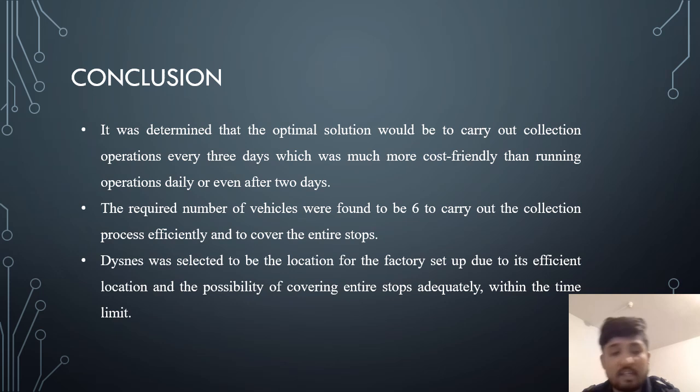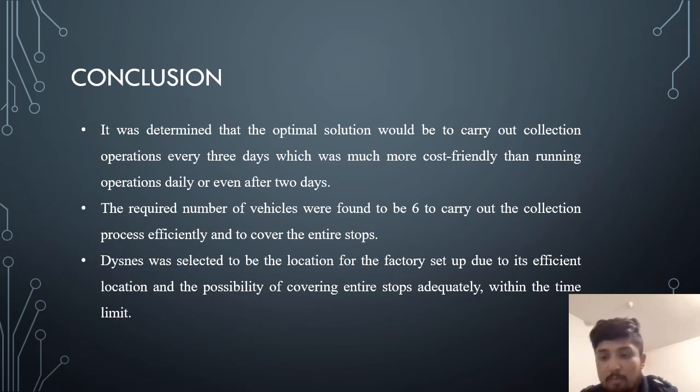So the conclusion: what were the key findings, or my key analysis in this thesis? It was determined that the optimal solution would be to carry out collection operations every 3 days, which was more cost friendly than running the operations daily or even every 2 days. The required number of vehicles was found to be 6 to carry out the collection process efficiently and to cover all the stops under the scenario 16 constraints. And lastly, Dusnes was selected as the location for the factory setup due to its efficient location and the possibility of covering all stops adequately within the time limit.